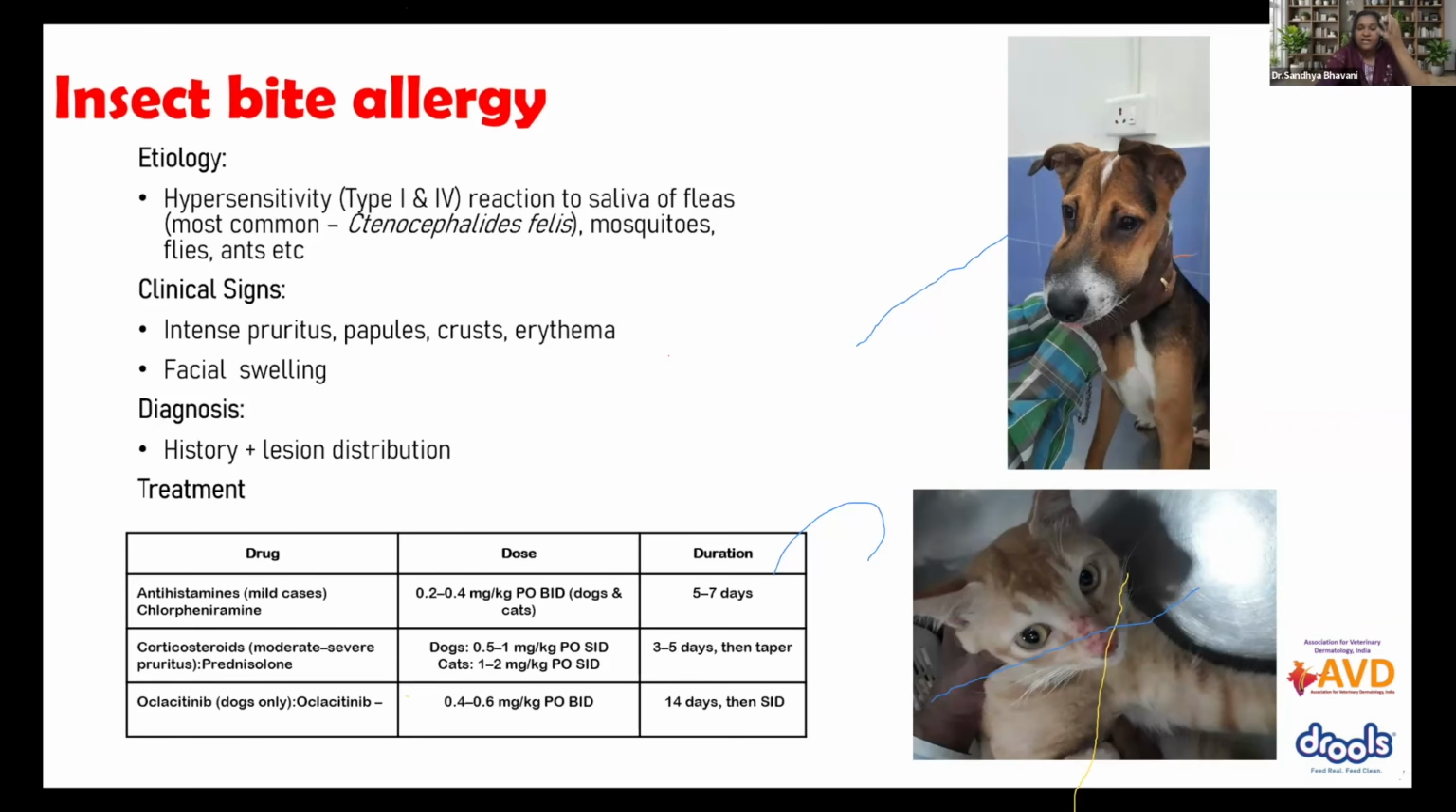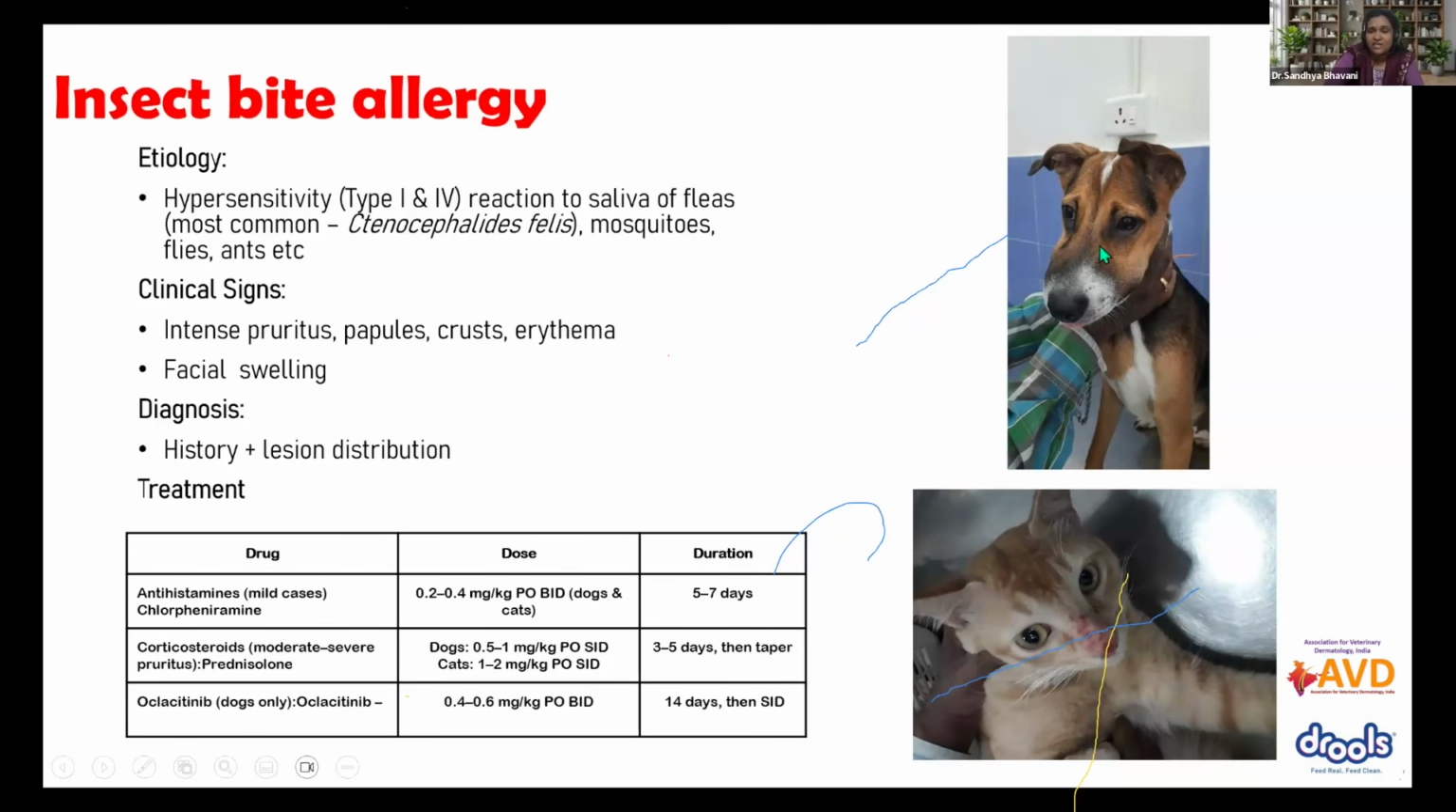So it can have intense pruritus, papules, crust, erythema, mainly on the nasal region. So you can see spots here, erythematous spots. And also the ears will be affected, and the foot pads, underneath the foot pads or the side of the foot pads, you can see red spot-like lesions will be present. So the mosquito biting area has induced a lesion. So you can see intense pruritus.